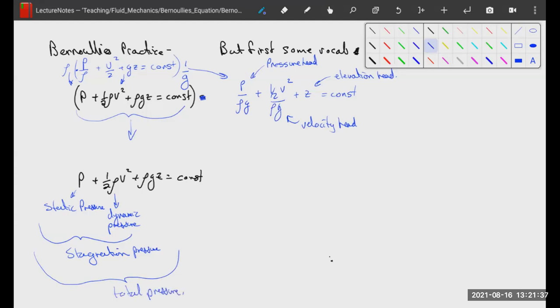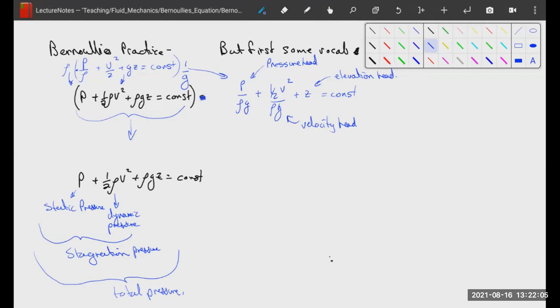So let's talk about each of these in turn. Static pressure makes sense. This is the pressure you measure from a pressure sensor that you put in the flow. Dynamic pressure is not directly measurable, right? If you put a pressure sensor in there and there is dynamic pressure, it's not going to show up on your pressure sensor. We just call it the dynamic pressure.